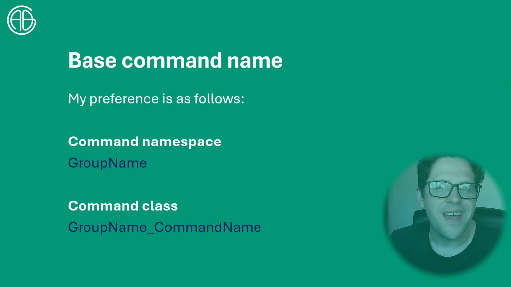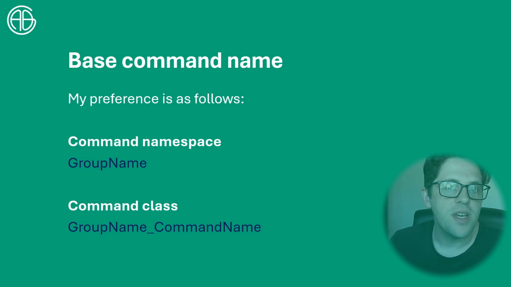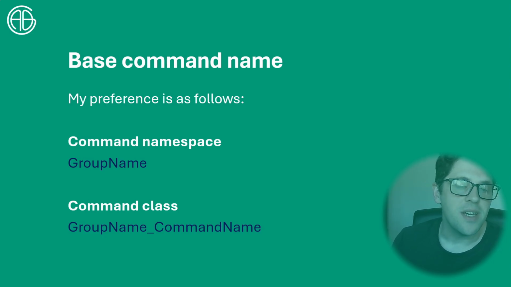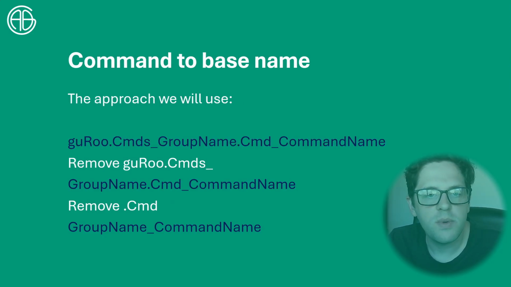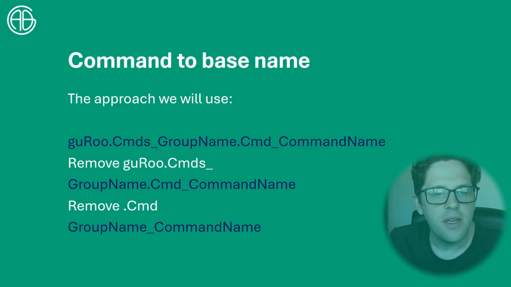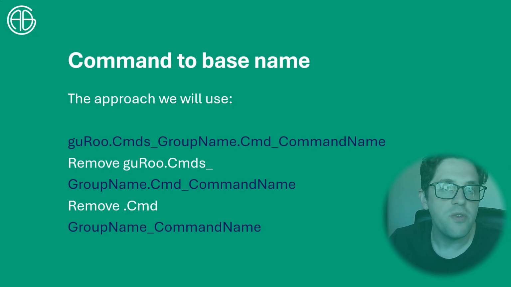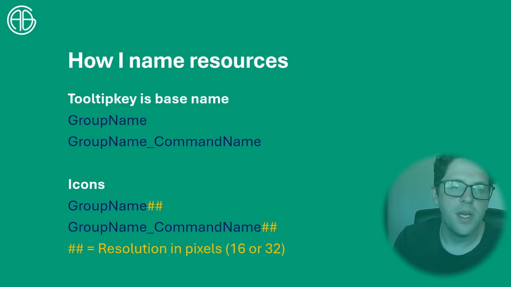So we're going to be building a function which will help us achieve this so that we can both work with a command name and also a base name of any command in our project. As well as this, we're going to be looking at the way we get from the command to the base name. So obviously we're going to do this through removing some things. So in this case, we're going to remove guru.cmds. We're also going to remove the cmd just to leave behind the base name of the command.